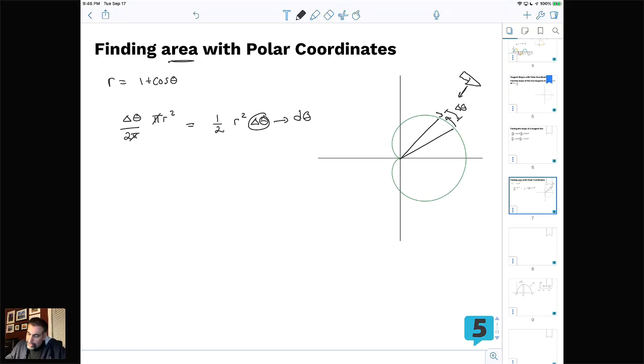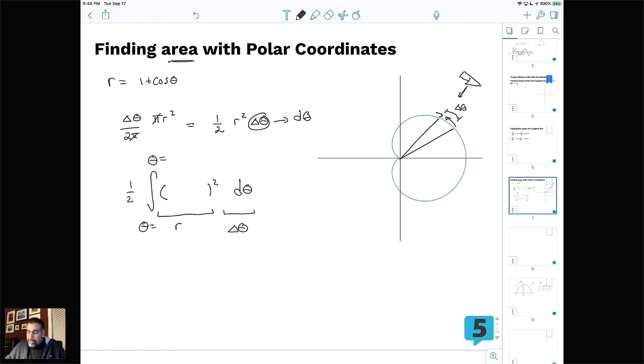So if we try to set an integral, the general form of the integral in this case is going to be the addition of all of our sectors. And that's going to be 1/2 the radius squared times our delta theta, which is going to be our d theta. And we're always going to start from a first theta value to a second theta value.